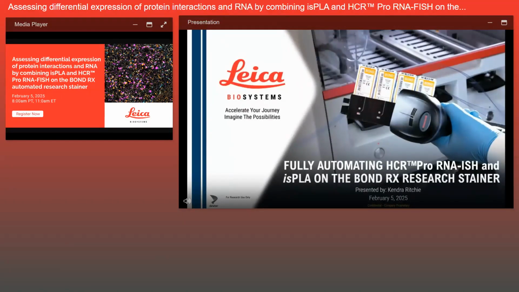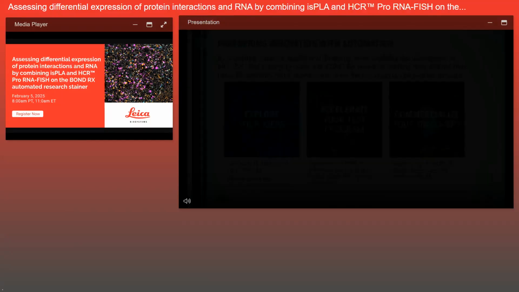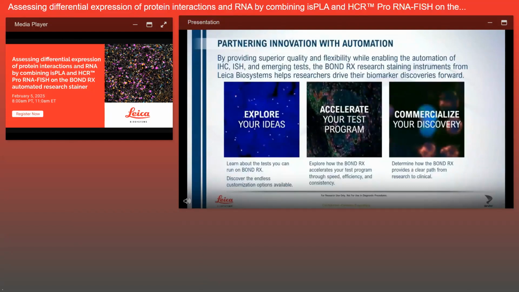If you're not familiar with the Bond research stainers, the BondRx and RxM, they provide a customizable staining platform and full automation, including full automation of Molecular Instruments HCR Pro RNA histotechnology and DaVinci's isPLA technology. By providing superior quality and flexibility while enabling the automation of IHC, ISH and emerging tests, the BondRx research stainers help researchers drive their biomarker discoveries forward. Today, we're going to discuss how in 3 ways.